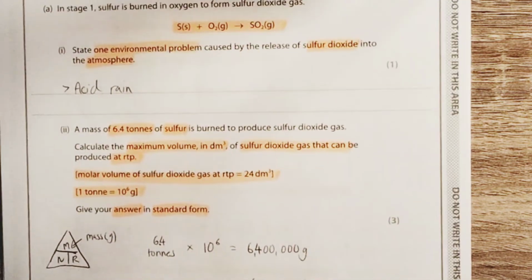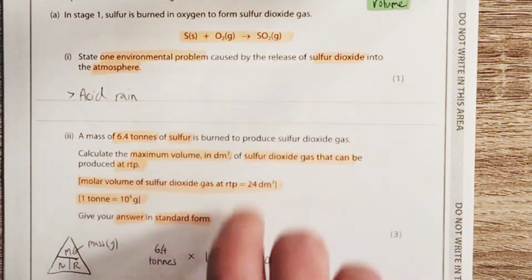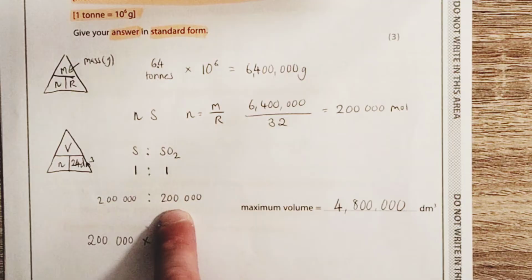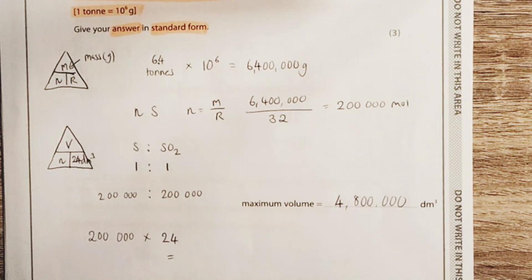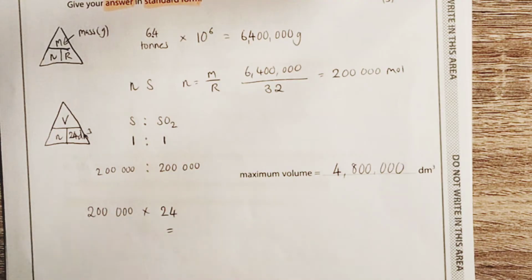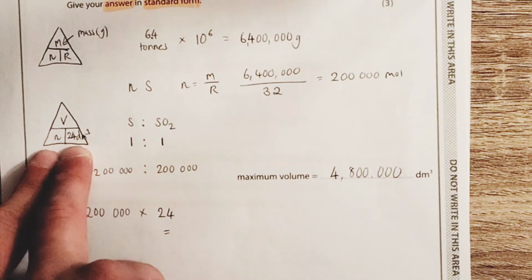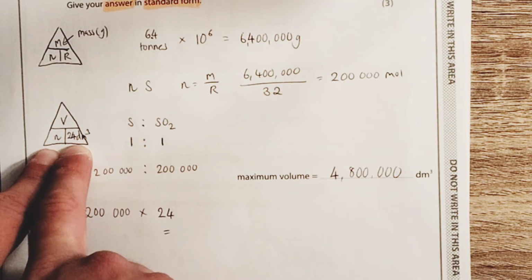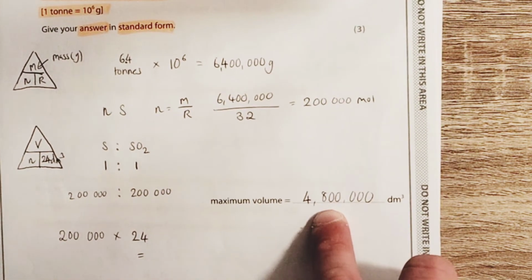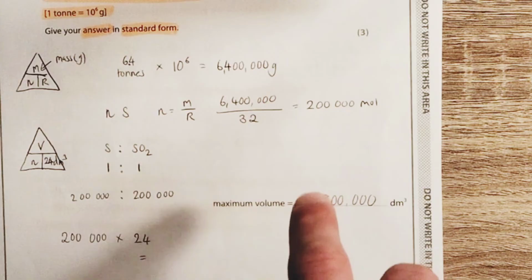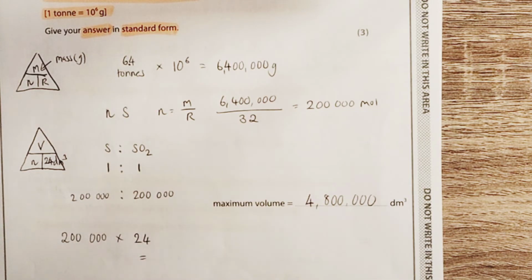It's a 1-to-1 ratio of sulfur to sulfur dioxide in the balanced equation, so I can just assume that I also would form 200,000 moles of sulfur dioxide. And if I times 200,000 moles by 24, the value of the molar volume, then it tells me that that will occupy a volume of 4,800,000 litres, or decimeters cubed, of space. So not as scary as the question initially may have seemed.